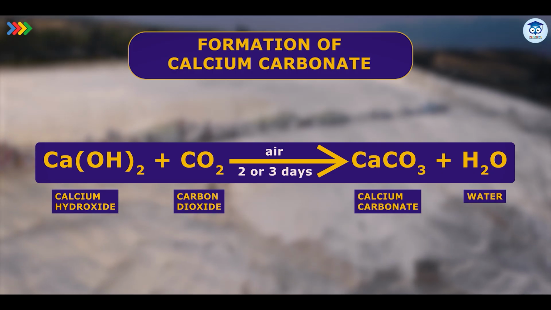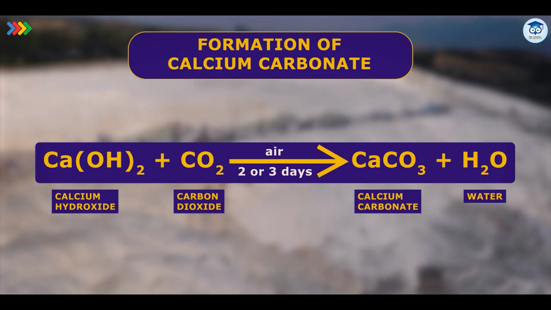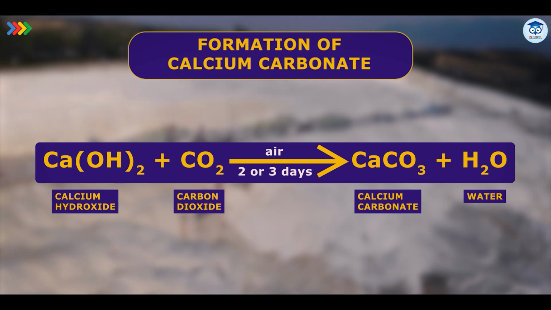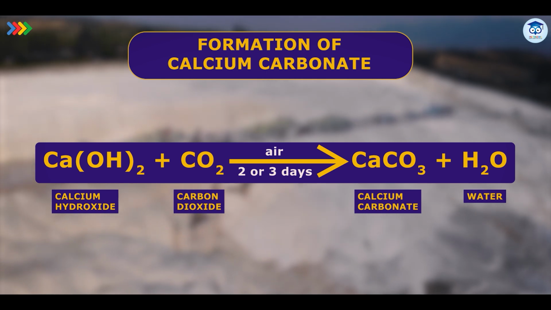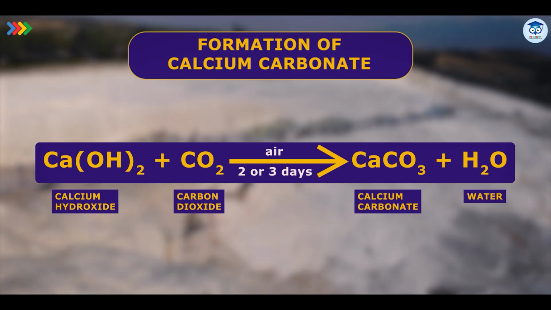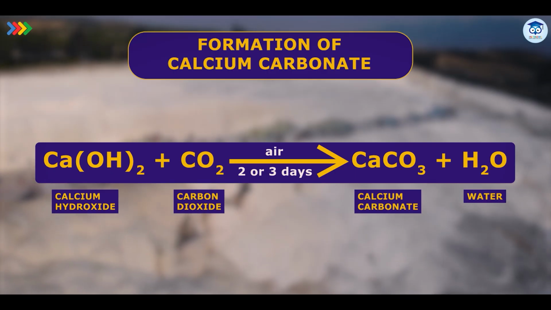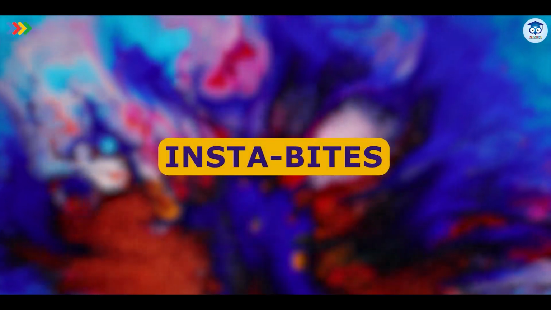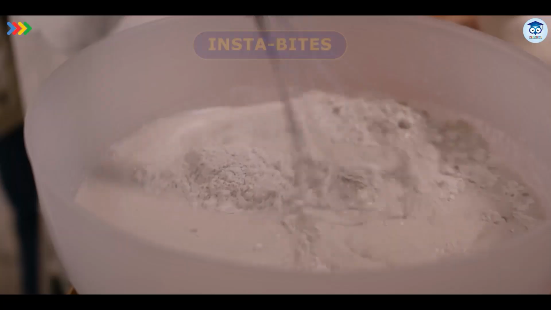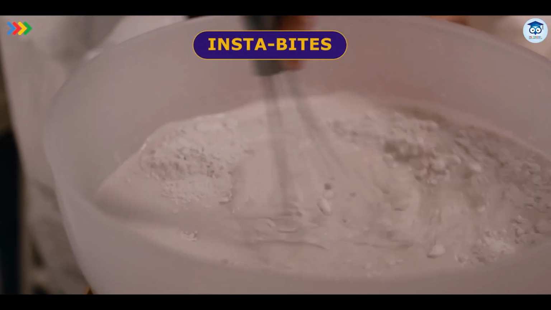It occurs after 2 to 3 days of the whitewashing and it results in a shiny finish. So it is also used for whitewashing. When we do whitewashing of a house, this reaction occurs. So we can see that whitewashing is done with slaked lime.